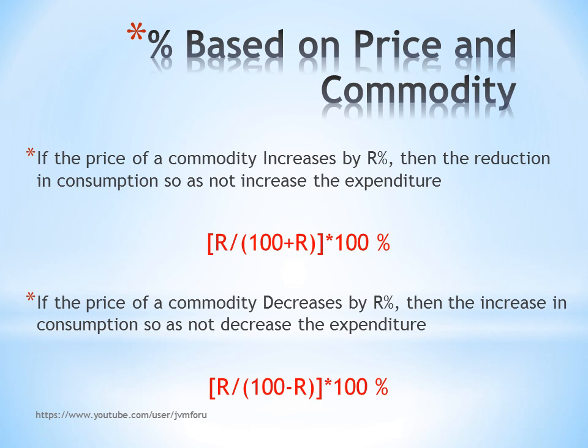You just see the window. If a profit is available, we have a formula: R divided by 100 plus R into 100. That is the profit percentage. If the selling price is lower than the cost price, we have a formula for the loss percentage: R divided by 100 minus R into 100. Okay, this is how we can calculate the loss percentage or profit percentage.